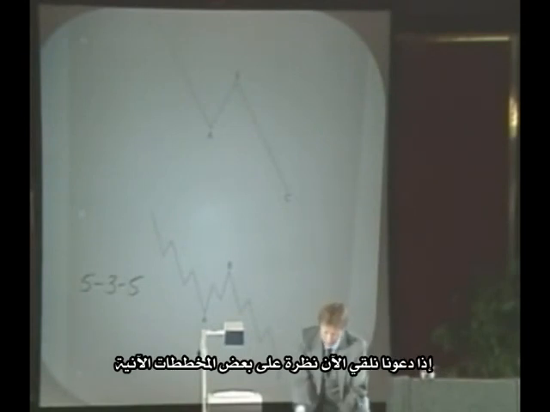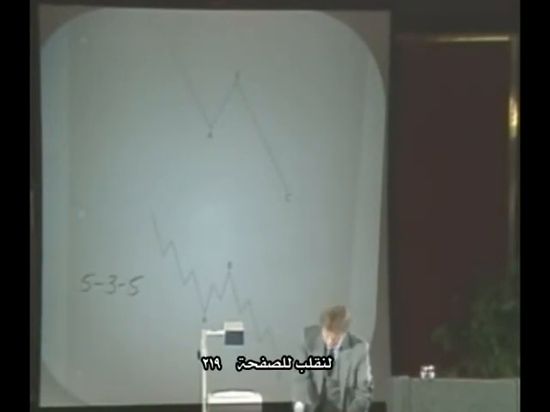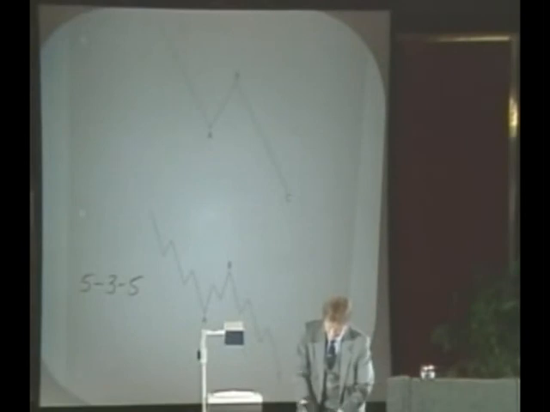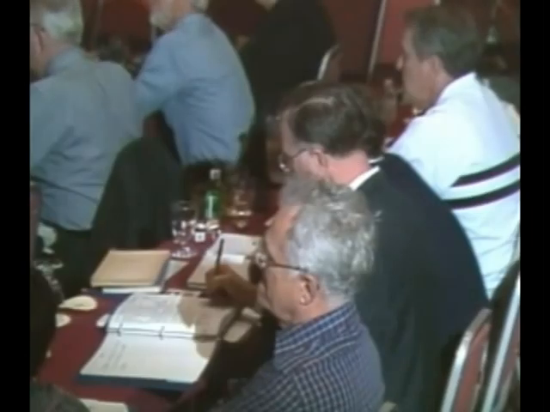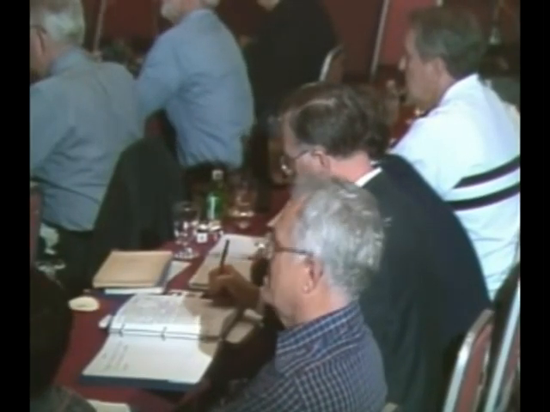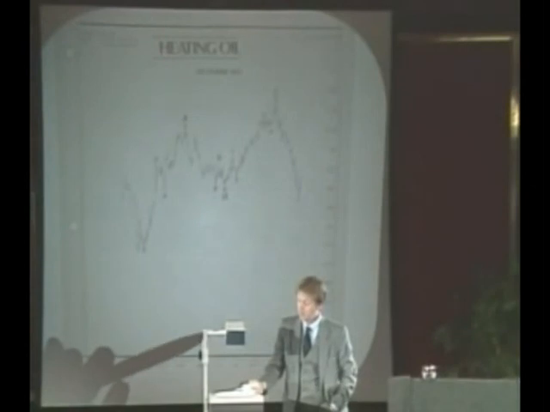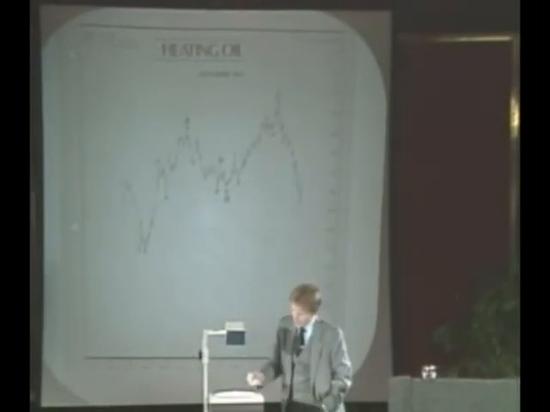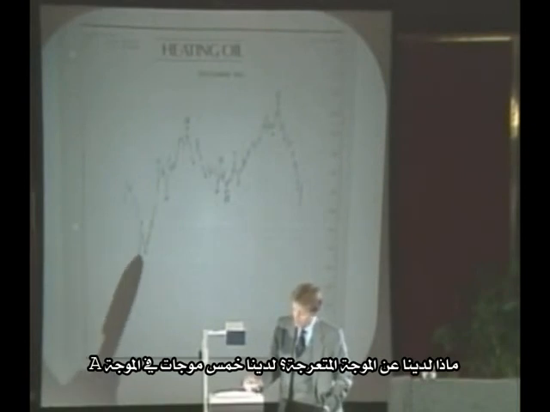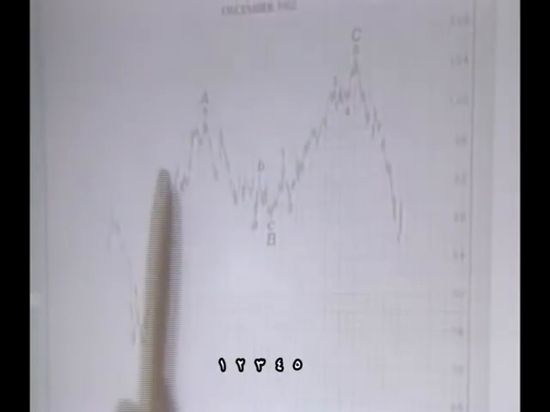So let's take a look at some real-time examples. We'll flip to page 219. This is a chart of heating oil, December 1982. And this is a correction in a bear market. The underlying trend is down. What do we know about a zigzag? You've got 5 waves in the A, 1, 2, 3, 4, 5.